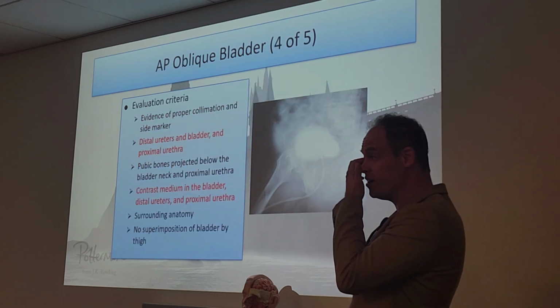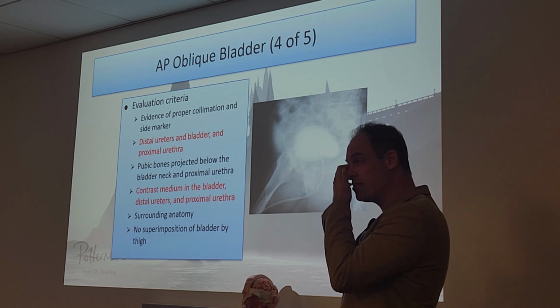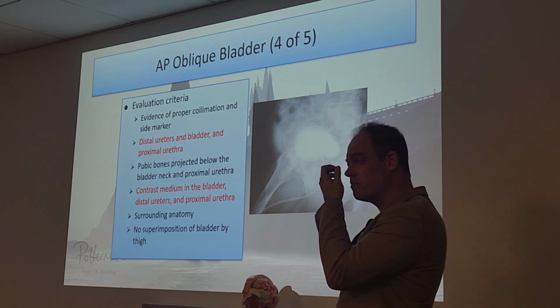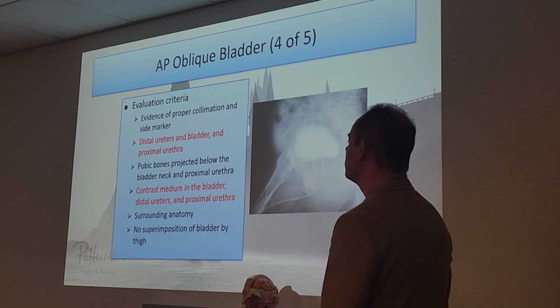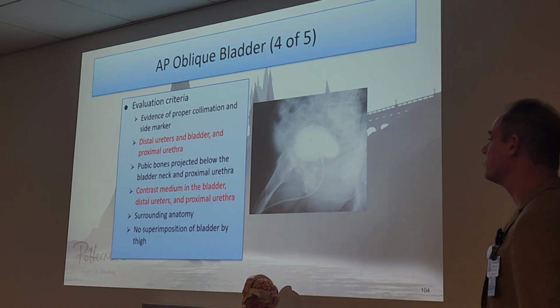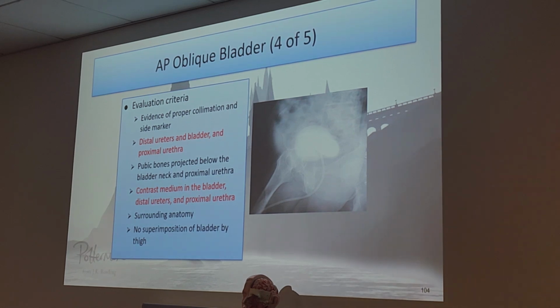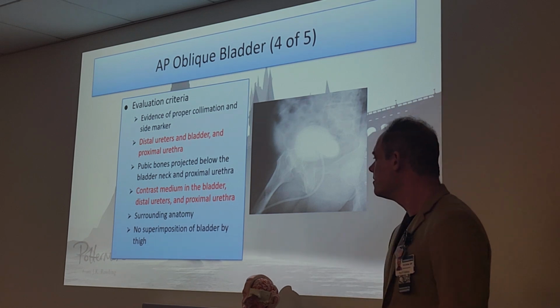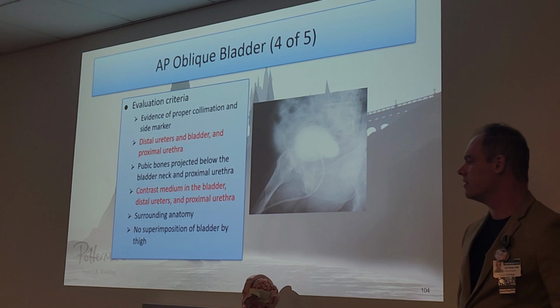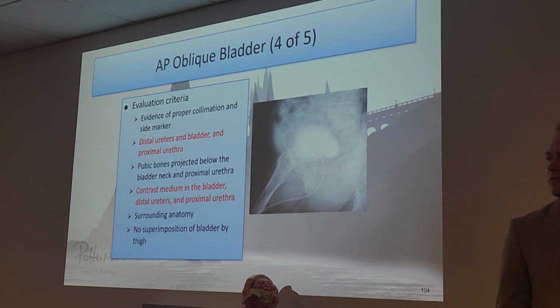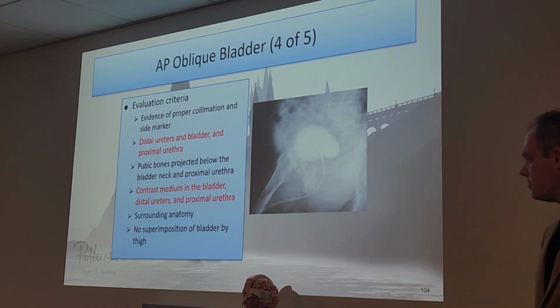All right, evaluation criteria: distal ureters, if present, bladder and proximal urethra, and of course, contrast medium in the bladder, ureters, and proximal urethra specifically. Pretty easy to remember what we're looking at. It's in the exam name: cystogram. Ureters, urethra, and bladder. That's what we're focused on. And of course, we still want to see those pubic bones out of the way if possible. Usually with this oblique, they're naturally going to fall out of the way.